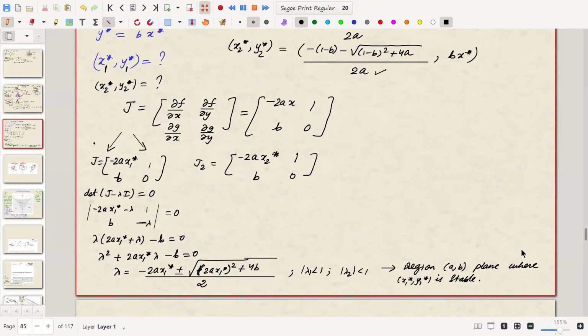Put this condition. You will get lambda 1 from here, and lambda 2 from here. Put the condition mod lambda 1 less than 1. Nothing else. You will get a condition on A and B. That's what we need. Same you do for this. Compute again the other lambda 1 and lambda 2. Put mod lambda 1 less than 1, put mod lambda 2 less than 1, and give the conditions on A and B.